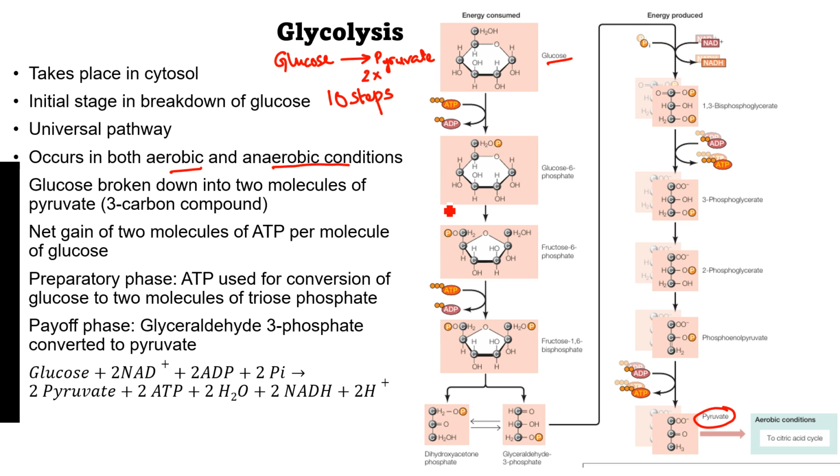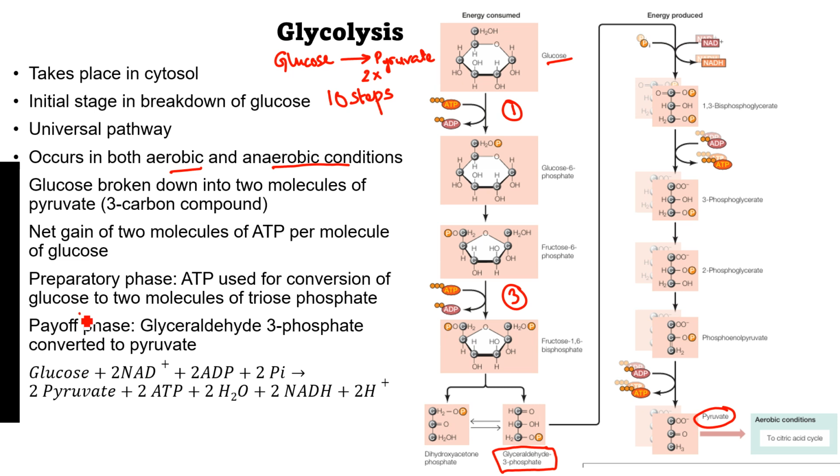So here you see in the preparatory phase, there are two steps: the first step and the third step. In the first step and the third step, there is utilization of two molecules of ATP. This preparatory phase starts with a glucose molecule, and through this series of intermediates, what do we ultimately get? We get two molecules of glyceraldehyde 3 phosphate, and then this glyceraldehyde 3 phosphate moves into the payoff phase.